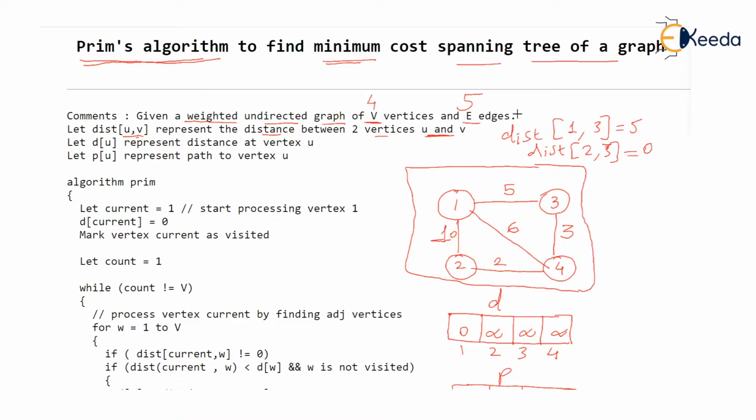So the rule is that if the two vertices u and v are adjacent, then dist(u, v) is the distance on the edge. And if u and v are not adjacent, then dist(u, v) is 0. Actually, the notation that we have used is the notation of an adjacency matrix. So we are saying that this graph is stored in the memory of the computer in the form of an adjacency matrix, and the name of the matrix is dist.